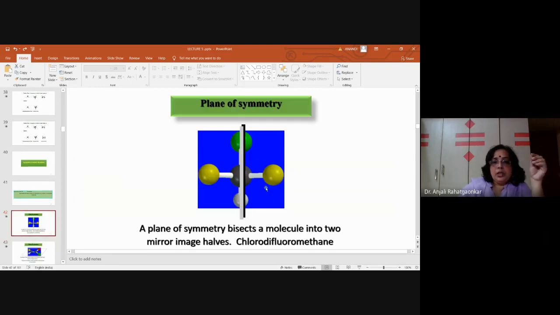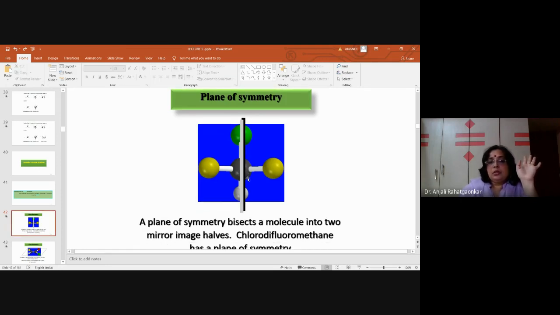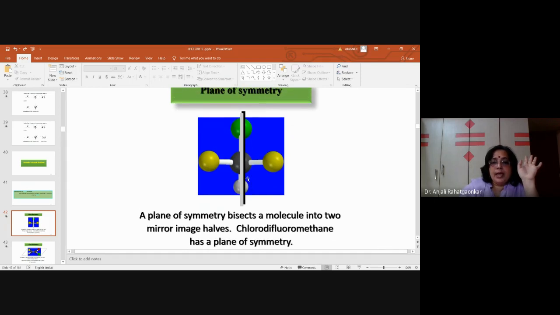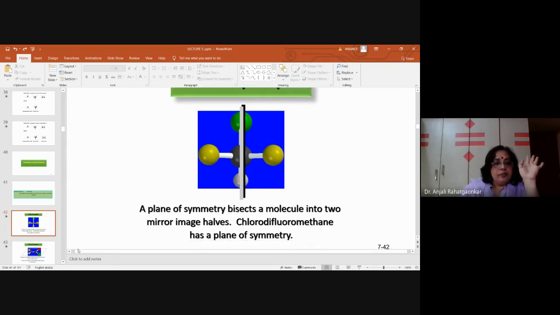Now this is the molecule chlorodifluoromethane. The plane of symmetry is cutting vertically through the molecule and giving the mirror images. So that's why this molecule is the achiral molecule. ठीक है? Because it has a plane of symmetry.